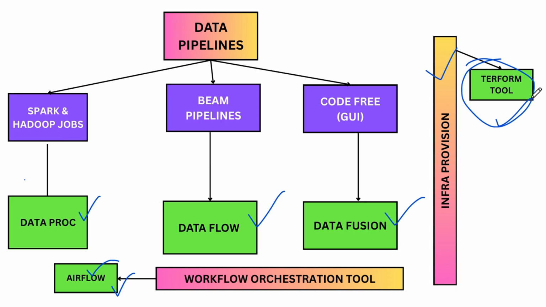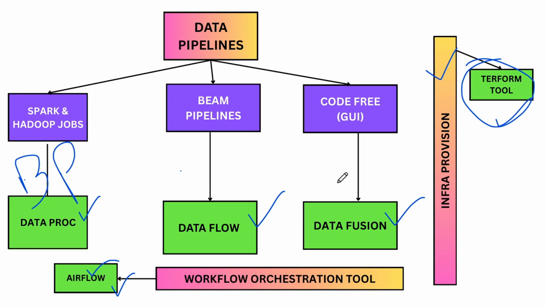Now we will see just the basic information of when we are going to use each. Dataproc is used when we are going with batch processing. Dataflow is used when you are going with real-time data, like streaming data processing. Data Fusion is used when you simply want drag and drop, like no code.